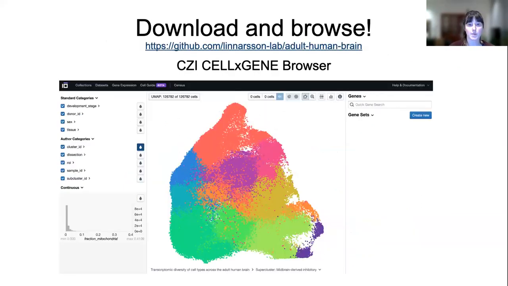I just want to briefly mention, as Ed already pointed out, that our data is available not only to download, but also to browse. You can find links at the GitHub associated with the paper. And our data has been included on the CellX Gene browser from the Chan Zuckerberg Initiative. And this browser has been really easy and helpful to work with. So I definitely recommend using it.